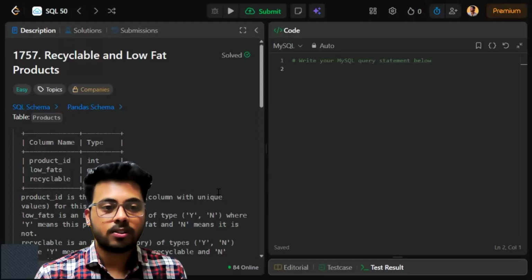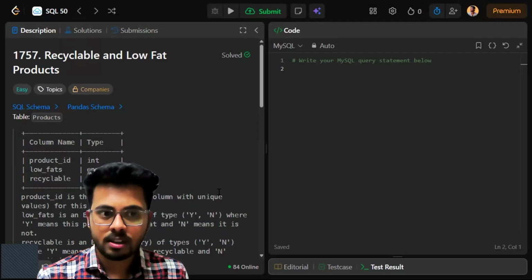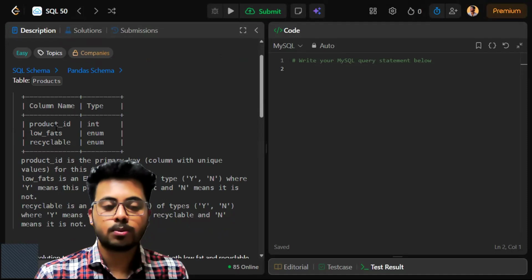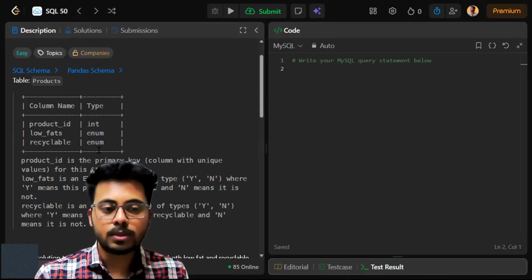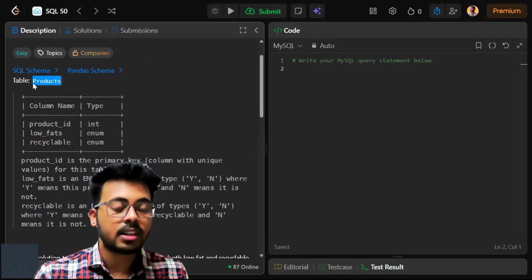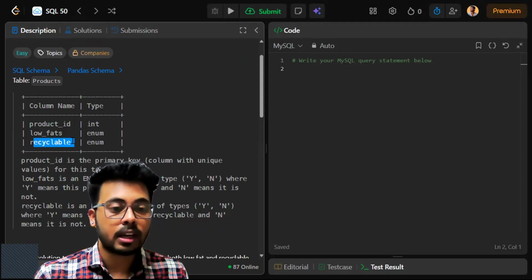All right, so we got the very first problem of the day, Recyclable and Low-Fat Products. The type of this problem is easy. So let's see what this problem states. As per this problem, we will be having a table named Products that includes three specific columns: product_id, having type integer, low_fats that includes enum type, and recyclable that includes the data type enum.